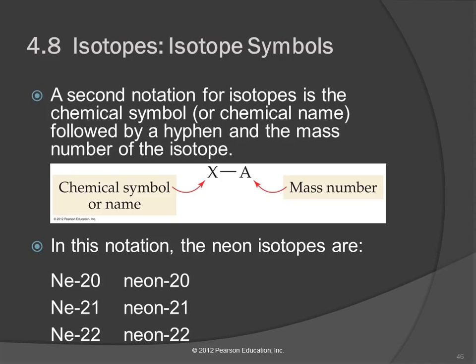Another way to indicate isotopes is by using the chemical name or the symbol followed by the mass number. So the neon isotopes would be Ne20 or neon 20, Ne21 or neon 21, Ne22 or neon 22. The mass number is what tells us which isotope it is, because they all have the same number of protons. And we don't really need to specify that in our notation, because all we have to do is look at the periodic table. But this gives us the approximate mass of those atoms, those different isotopes.